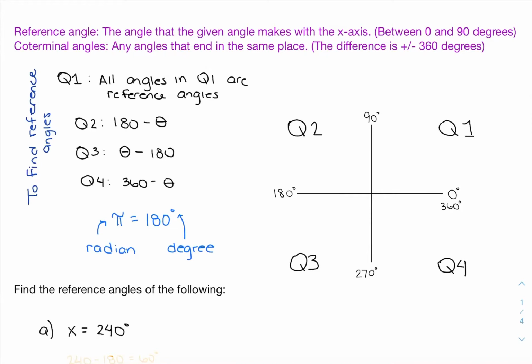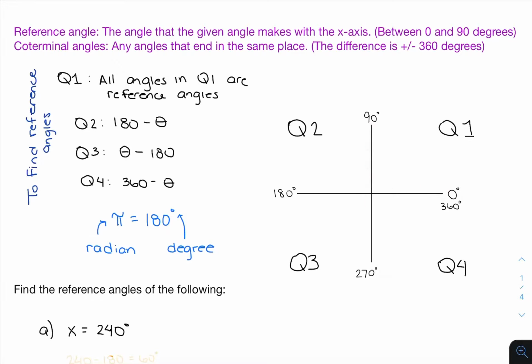So in this video, I'm going to be showing you guys how to find sine, cosine, and tangent of different angles. But to do that, first let's go over what a reference angle is and what a coterminal angle is. A reference angle is the angle that the given angle makes with the x-axis. And it's usually between 0 degrees and 90 degrees.